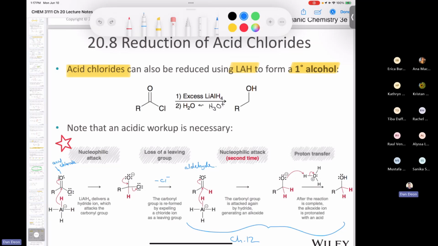mechanism here. Now, here's something completely new. Okay, today is June 10th. Here's something completely new that we've never ever discussed before. It turns out that you can actually take an acid chloride and reduce it to an aldehyde, but you can get it to stop right here. Okay, you can get it to stop here and react no further. Now, how do you do that?